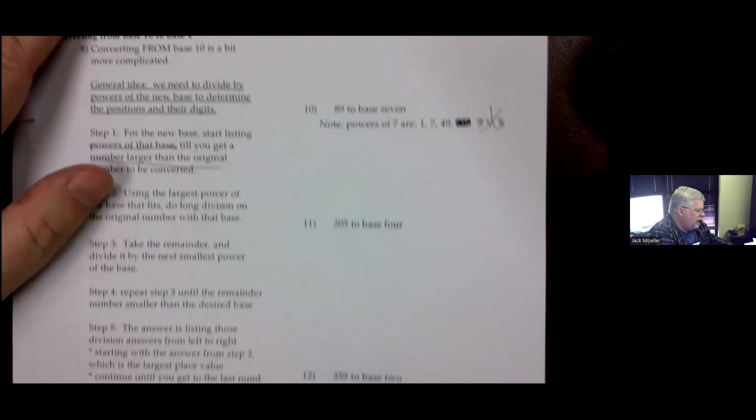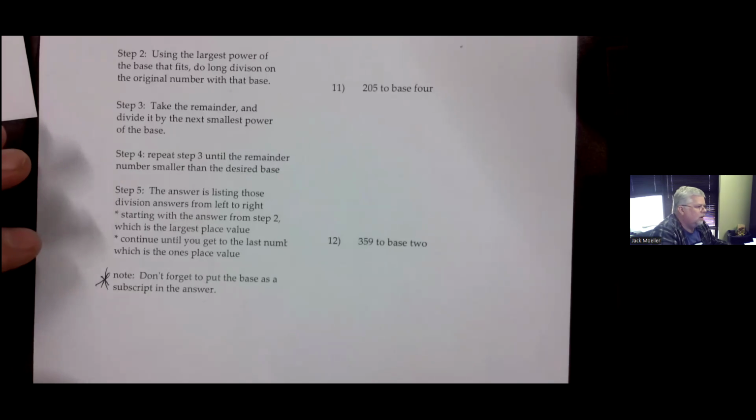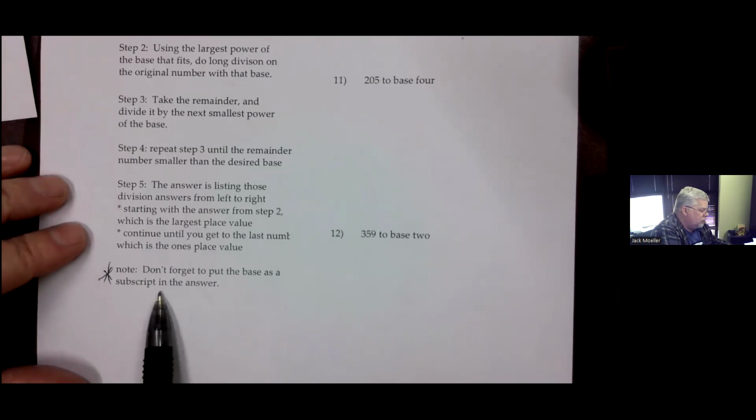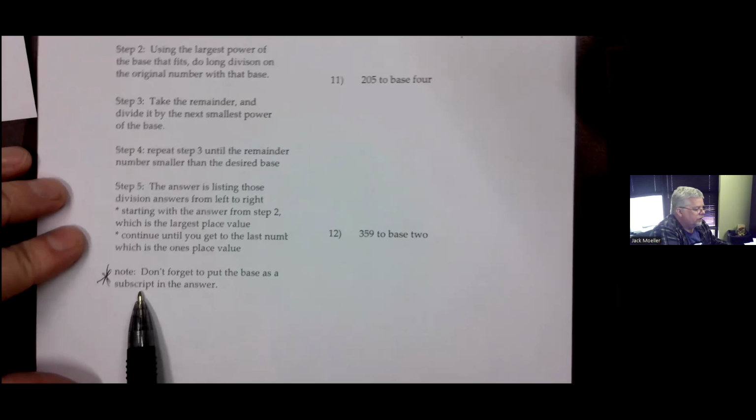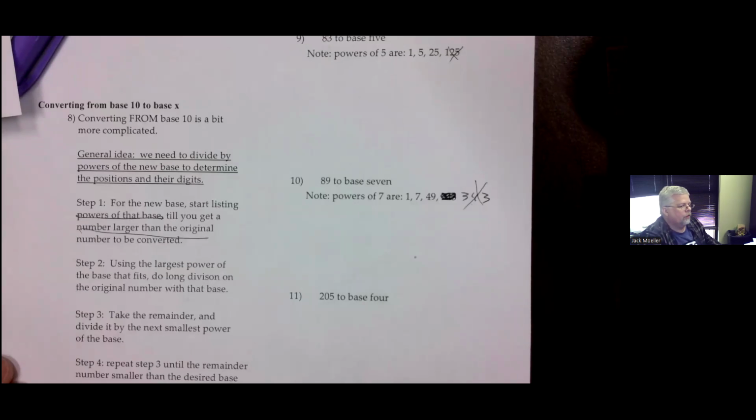And then the last thing that you don't want to forget, because this is an easy thing to get you wrong, you have to put the subscripts on these answers because our answer is no longer base 10, it's base 5 or base 7 or base 4 or whatever we're converting to.